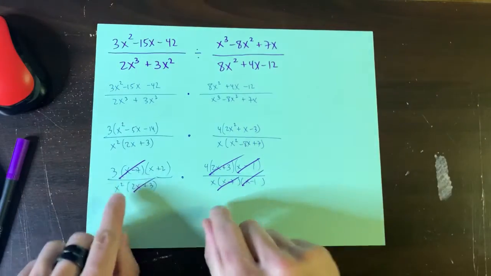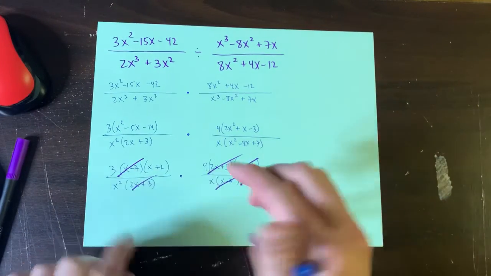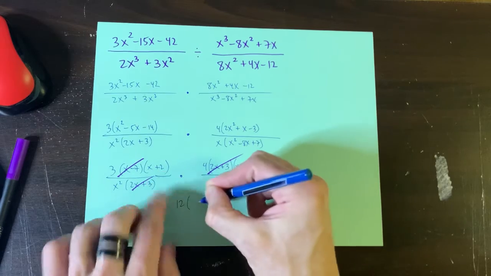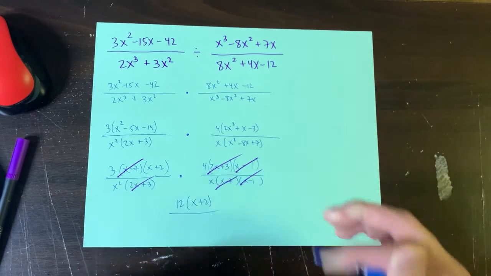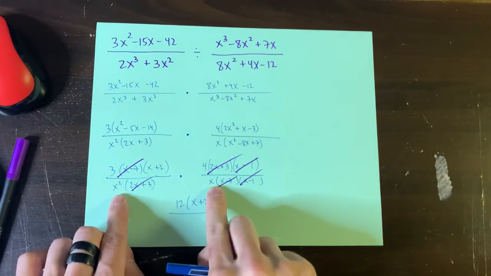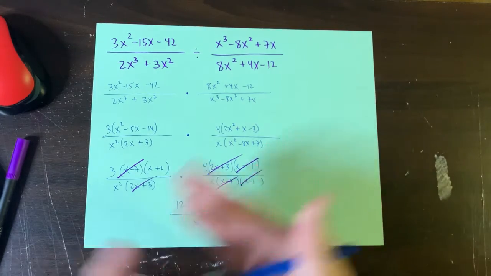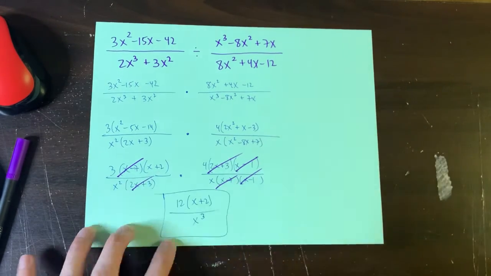So in the numerator, we have a 3 times a 4, which is a 12, along with this extra random piece. In the bottom, these guys give you x cubed. There's nothing else that can be cleaned up. Final answer.